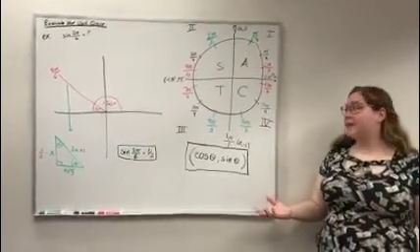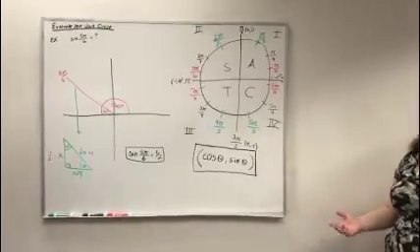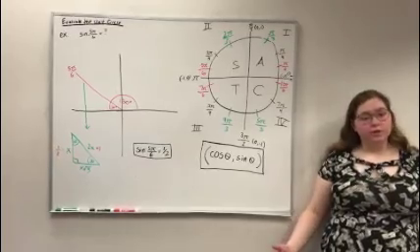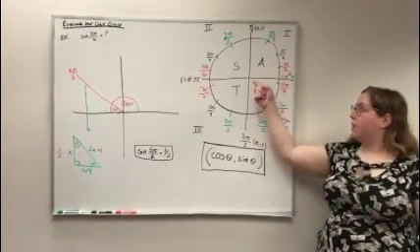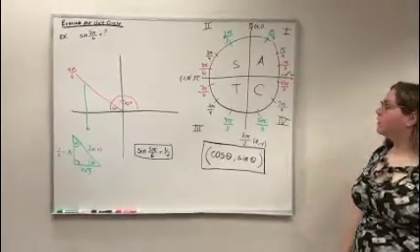It's Rebecca, and today in this video I'm going to be teaching you a little bit about the unit circle and what you can do with it. So first of all, what is the unit circle? Well, the unit circle is a circle with a radius of 1 that is centered at the origin, 0, 0.